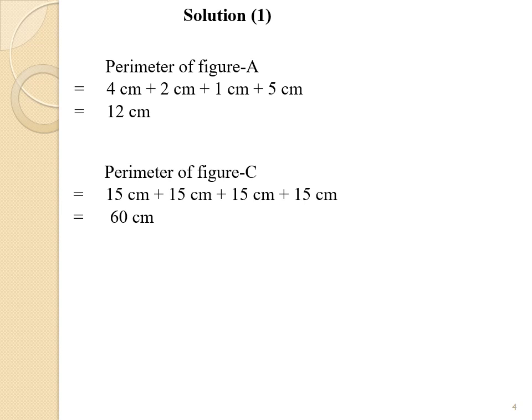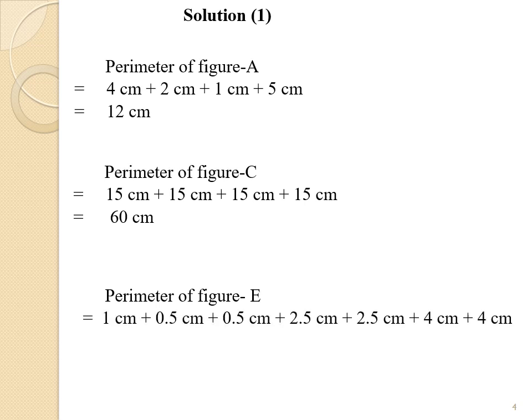Now, let us find out the perimeter of figure E. Perimeter of figure E equals to 1 centimeter plus 0.5 centimeter plus 0.5 centimeter plus 2.5 centimeters plus 2.5 centimeters plus 4 centimeters plus 4 centimeters equals to 15 centimeters. Thus, the perimeter of figure E is 15 centimeters.